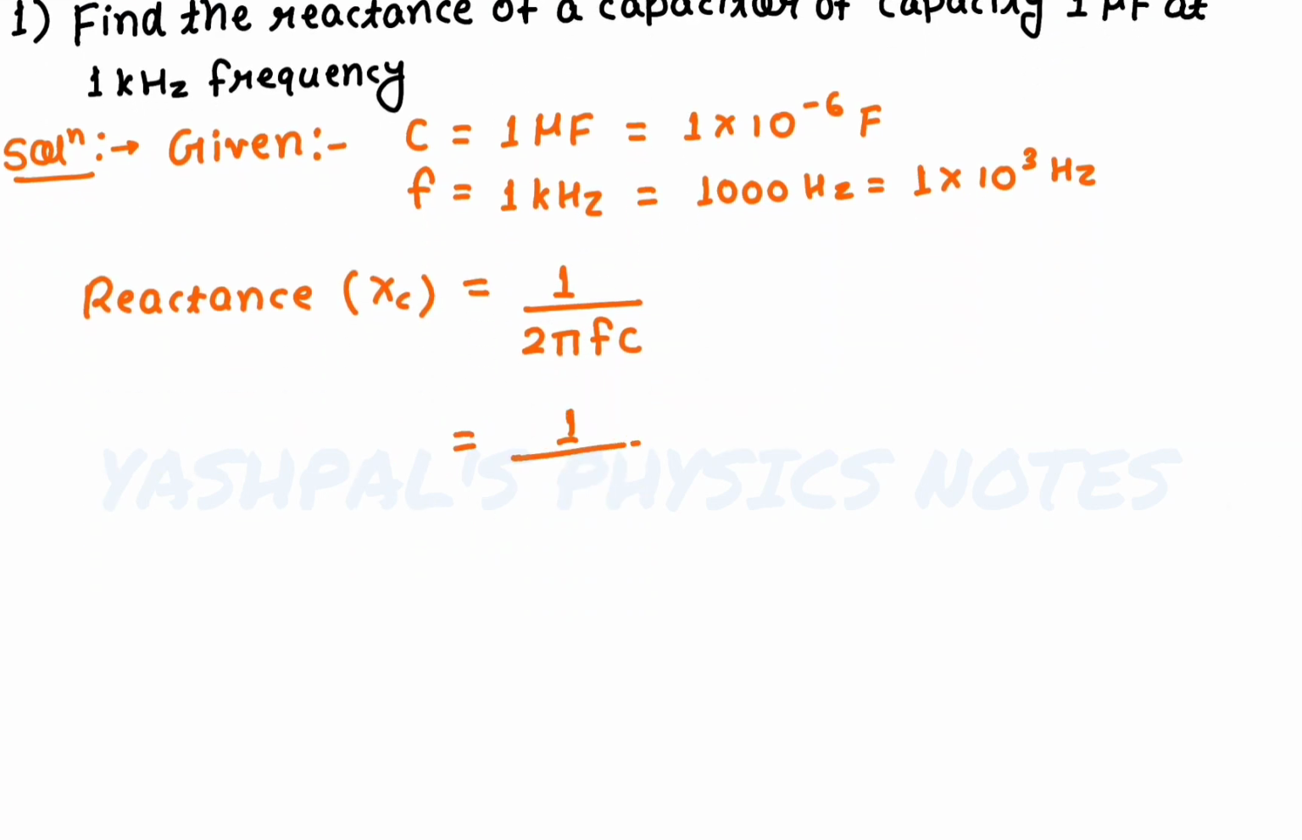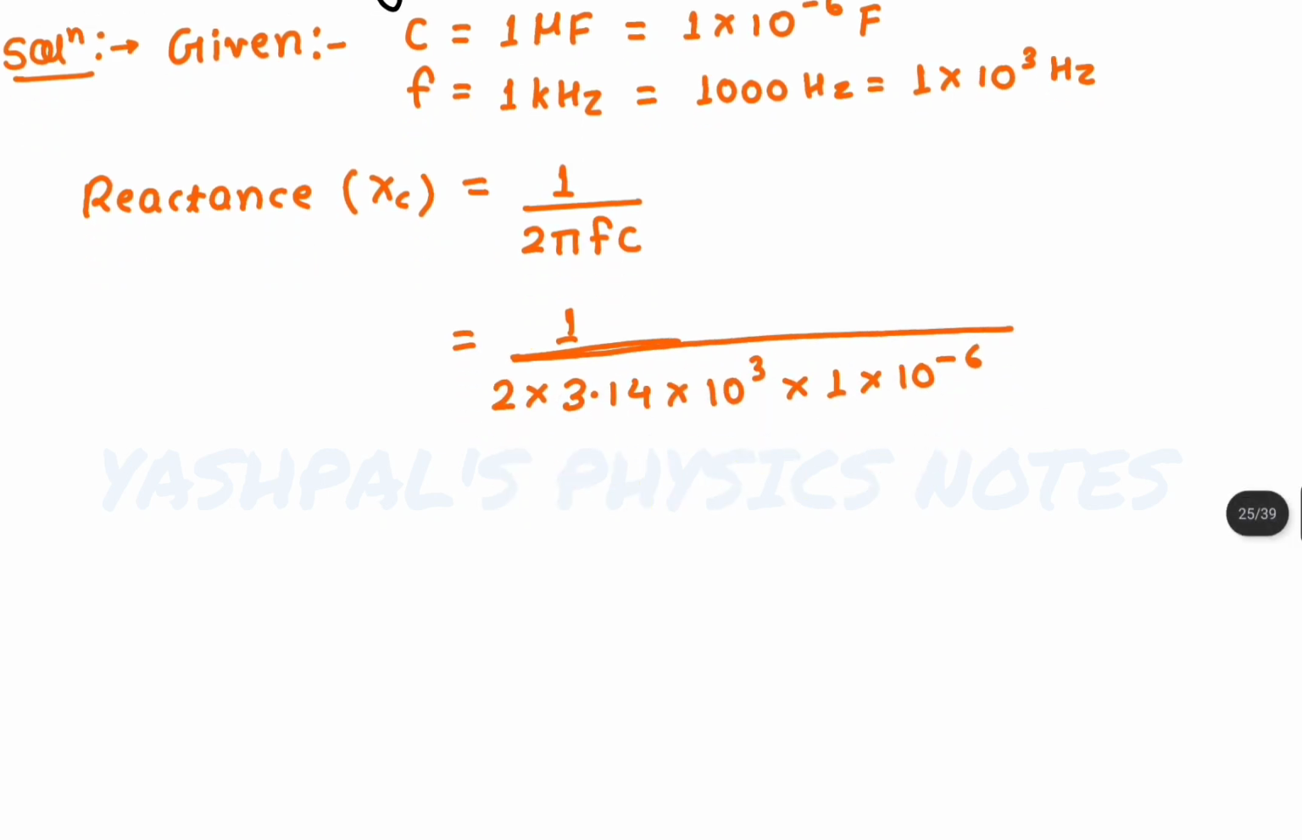1 upon 2 into pi, which is 3.14, the value of pi, into frequency, which is 10 to the power 3 hertz. 1 into 10 to the power 3 is basically 10 to the power 3 hertz. Also, capacitance is 1 into 10 to the power minus 6. So we have substituted the given values.